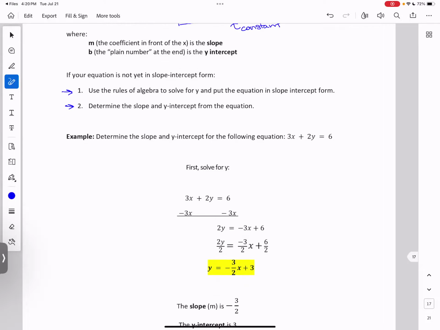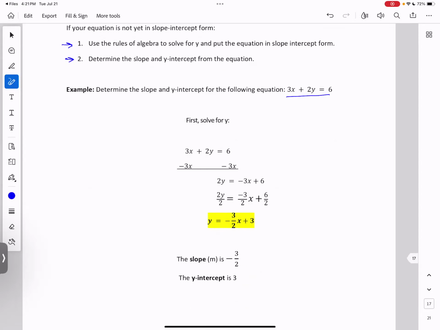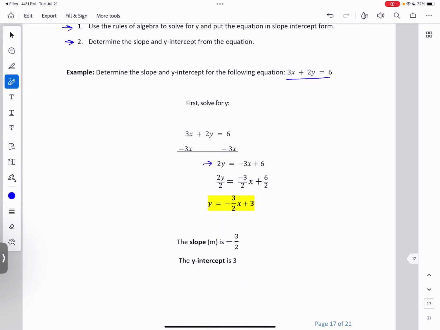Okay, so here we've been given an equation with two variables. First, we're going to solve for y. So we subtract 3x from both sides, leaving us down here. And then we divide everything by 2 to isolate the y. And that gives us this equation down here.